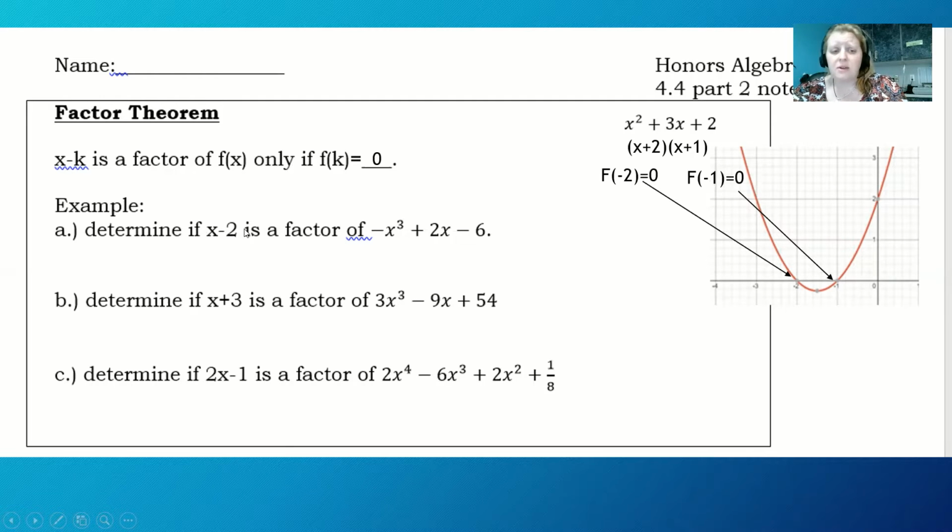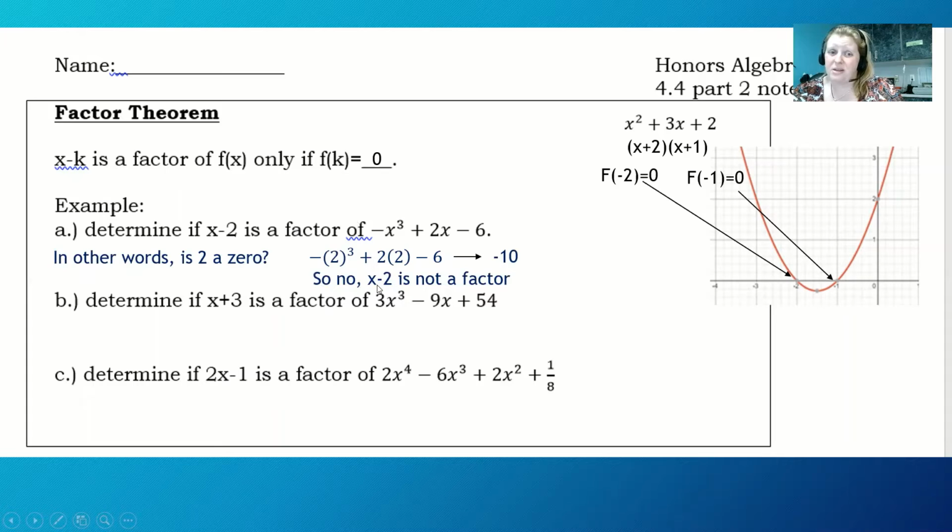It says determine if x minus 2 is a factor of this cubic polynomial. Well, if this is a factor, that means when I put 2 into the problem, I need to get 0 as an answer. So we're going to replace all of our x's with 2's and simplify, and we're going to end up getting -10. So -10 isn't 0. If you don't get 0, then x minus 2 is not a factor. So if you want the answer to be yes, you need to get 0 as an answer.